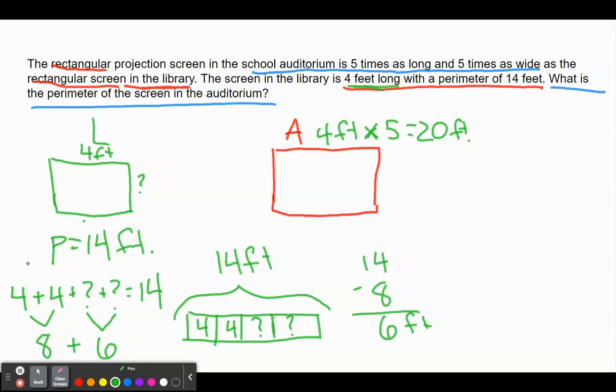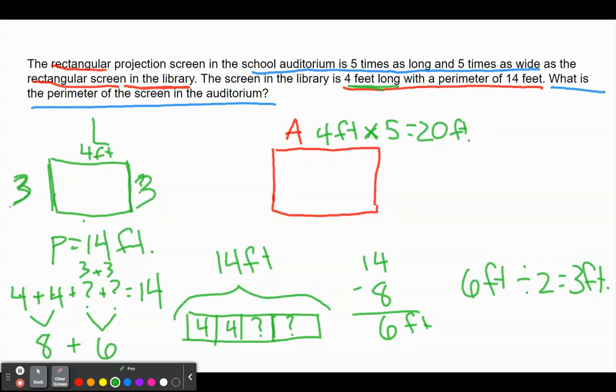However, this is going to be both of our sides, right? Because we have two sides and they're equal in length because it's a rectangle. So I'm going to take the 6 feet and divide it by 2, and that's going to give me 3 feet. So both my sides are going to be 3 feet. So let's check our answer. I know if I have 4 plus 4 plus 3 plus 3, that is going to give me 14, because 4 plus 4 is 8, 3 plus 3 is 6. We combine 8 and 6, that's going to give me 14. So we know that this side is 3 feet.